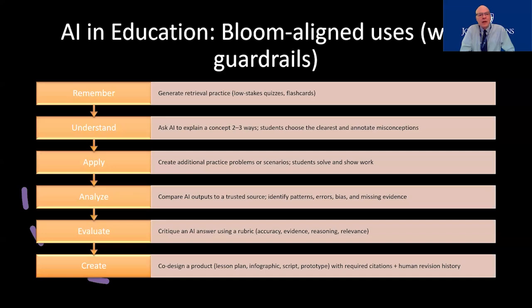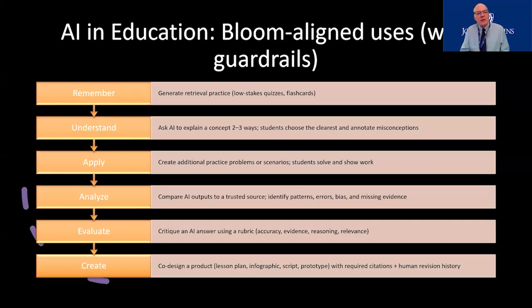Here's another way that we now think about AI in education with regard to learning design. So, Bloom-aligned uses with guardrails in place, so that often, again, at the remember level, we generate retrieval practice, low-stakes quizzes, and flashcards. And certainly we can have AI help us do that. And so we learn how to do that at that level of Bloom.